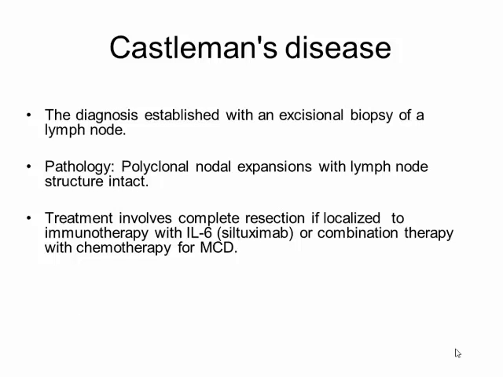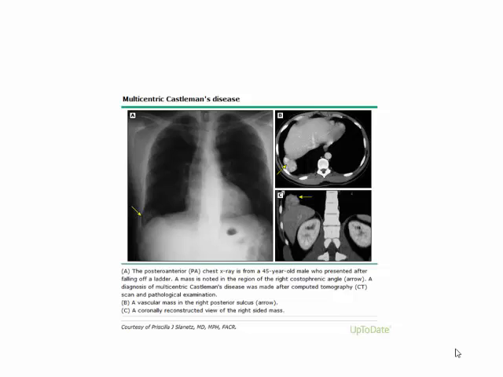You need to do an excisional biopsy of a lymph node. It will present as a lymph node that will get large as a mass. There you'll find polyclonal nodal expansion, and the lymph node will be structurally intact. The treatment is excision if it's in only one place. Sometimes they give immunotherapy with interleukin-6, in combination with chemotherapy for the multicentric, and this is one example of multicentric Castleman.